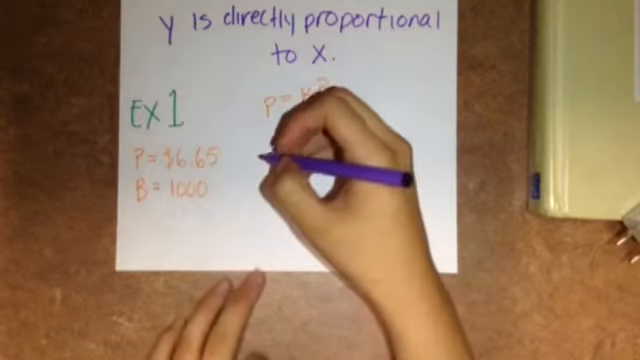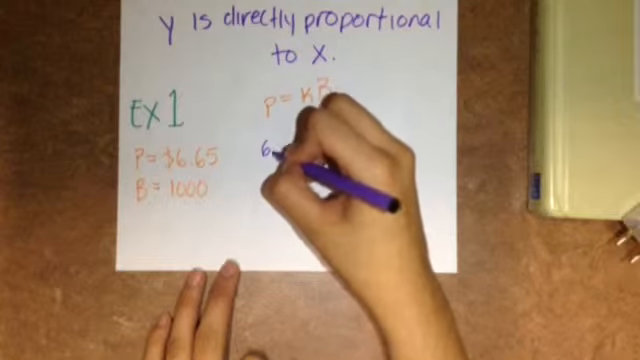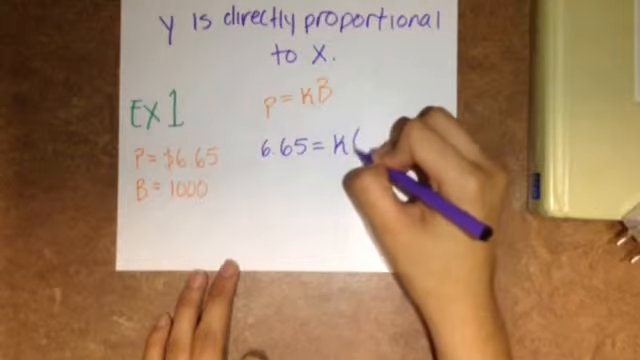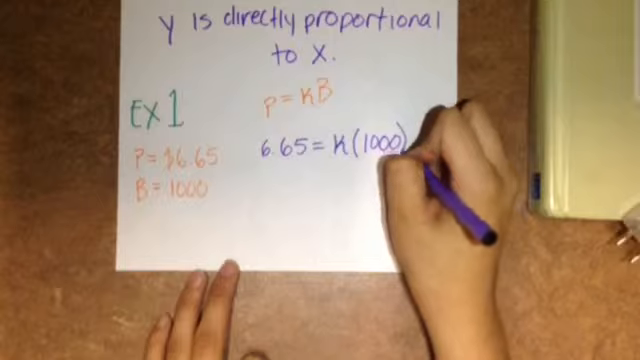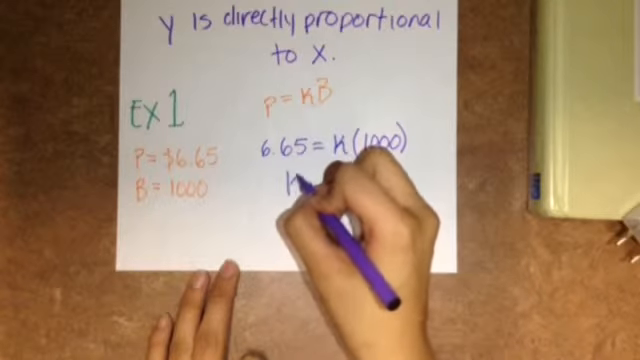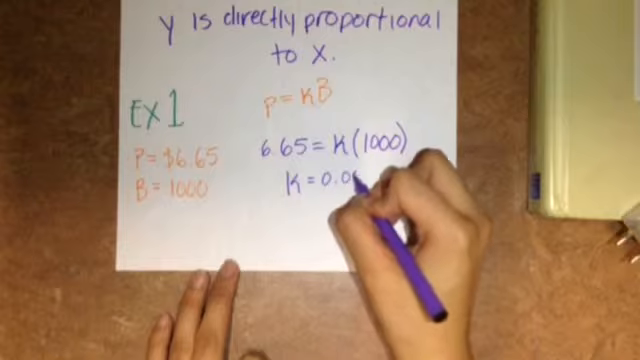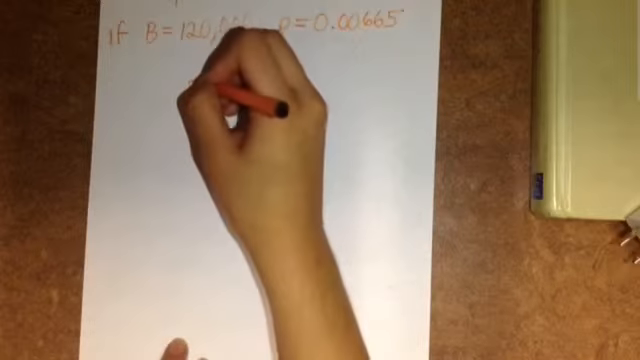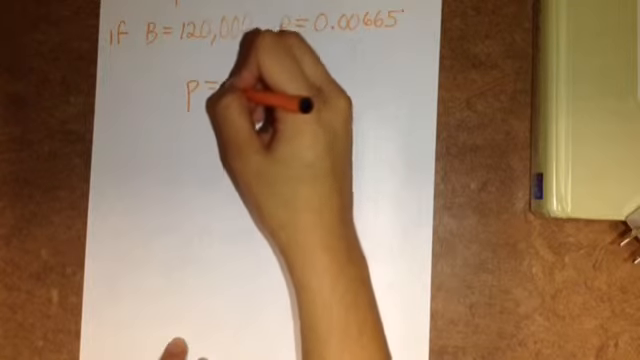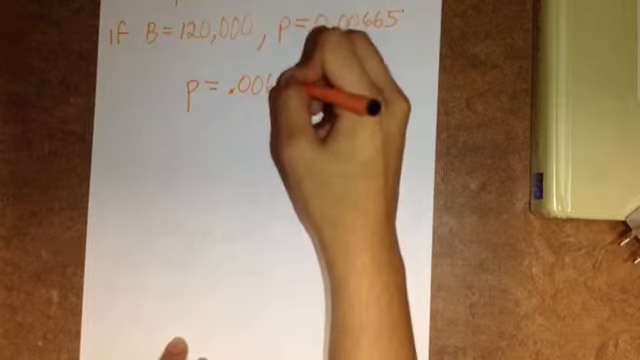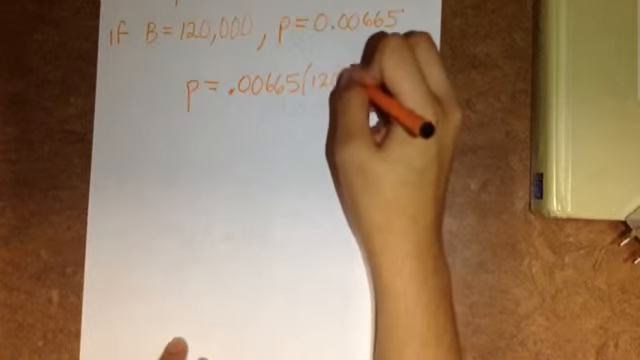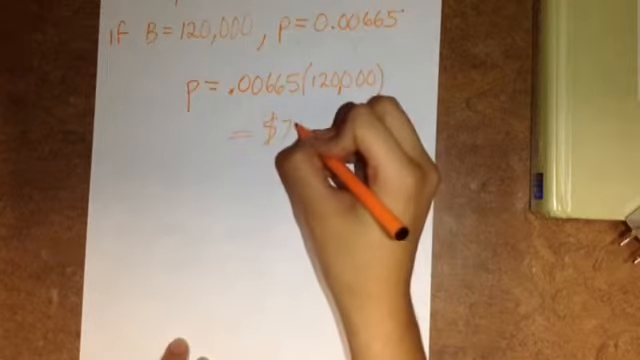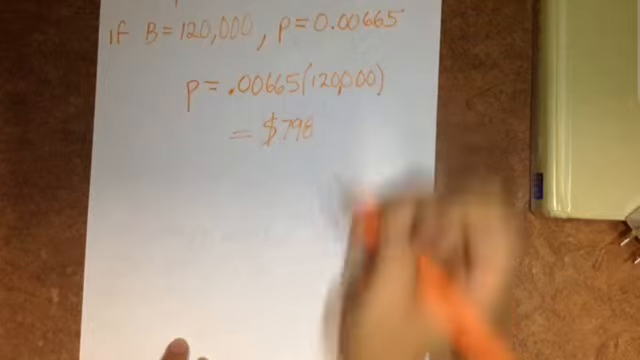We're going to have the monthly payment p to be 6.65 when the amount borrowed, b, is 1,000. Once we replace the variables, we're going to have p equals kb. Now all we have to do is plug in p and b into p equals kb, and we're going to end up with k equals 0.00665. Now we know what k is equal to, so we're going to have another example where b equals 120,000, and that's going to give us p equals 0.00665 times 120,000, which is going to give us 798.